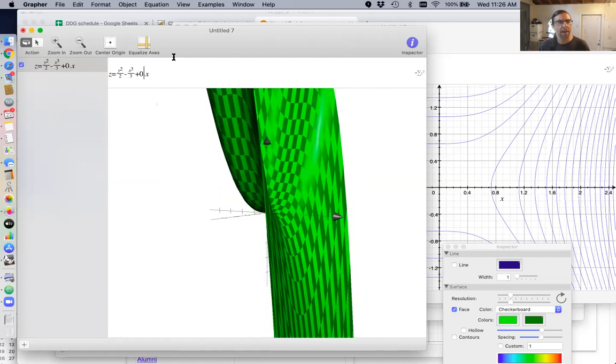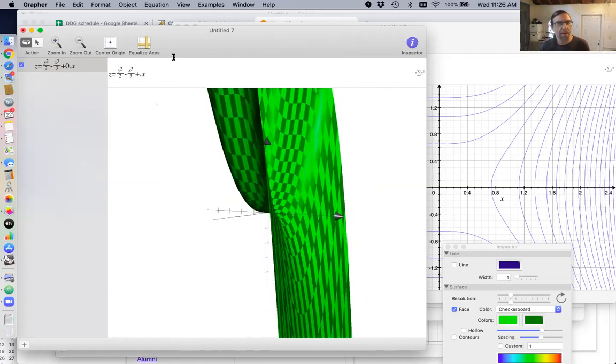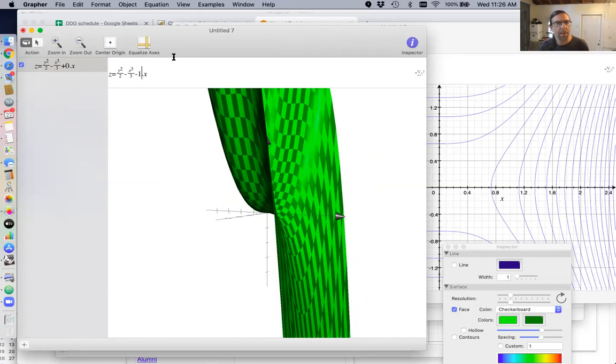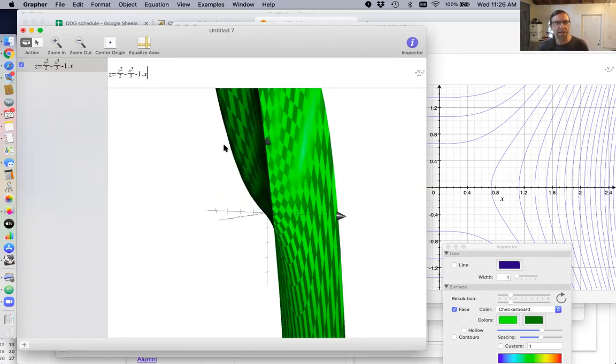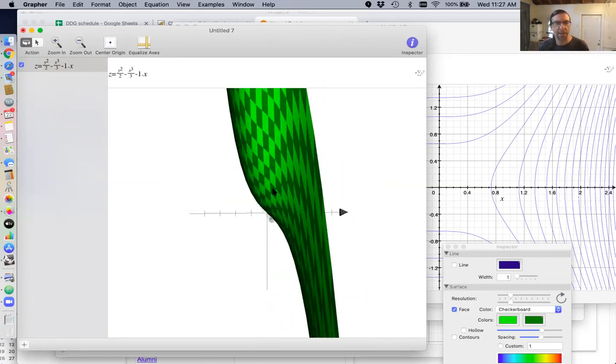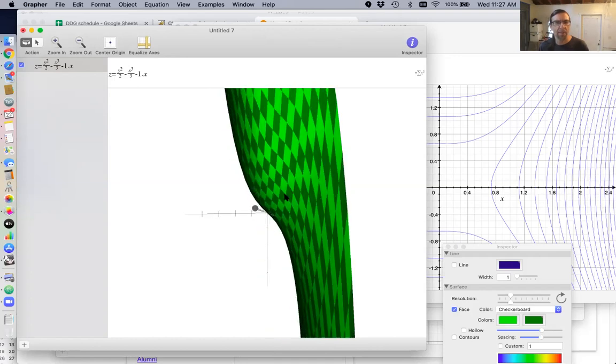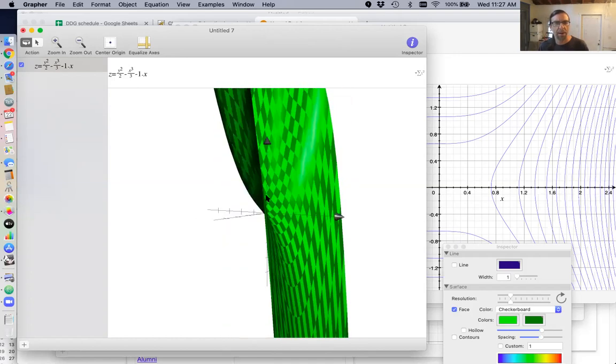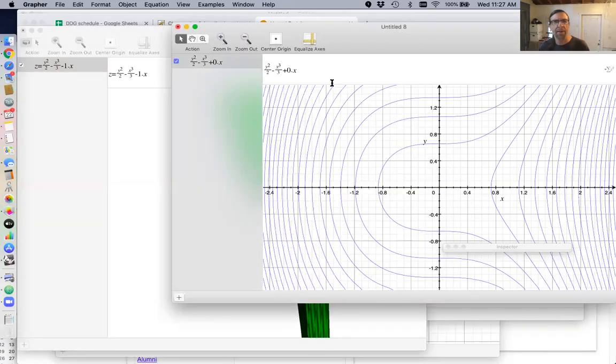What happens when a is negative? Let's go all the way to -1. That changes the 3-dimensional picture by continuing to tilt that. Now there's no critical points at all, right? And we can look at the level curves.